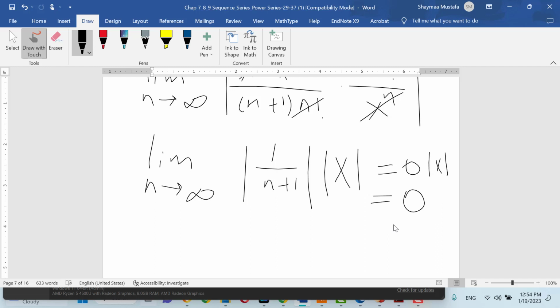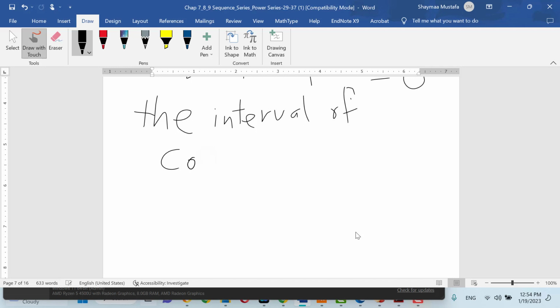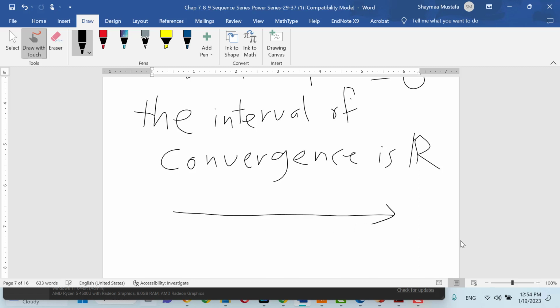The limit equal to 0 means that the interval of convergence is all the real numbers. So at all real numbers the series converges, and our radius of convergence is infinity.